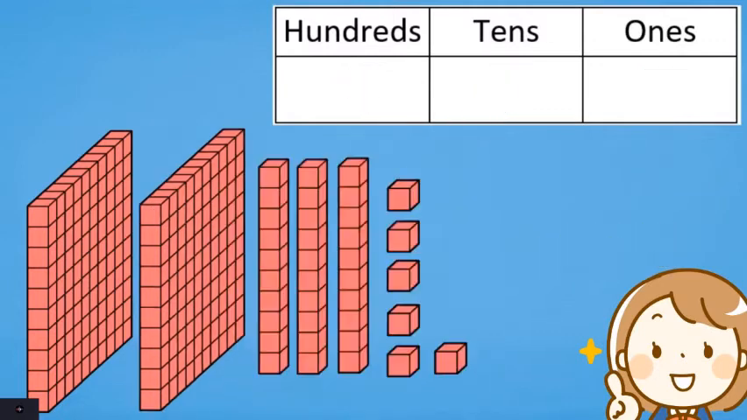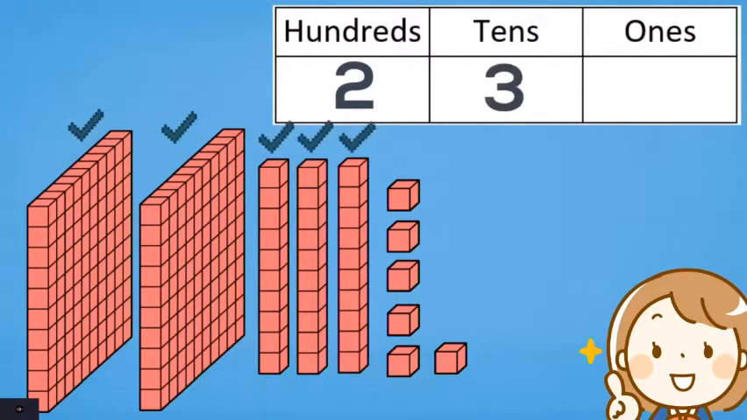What does this model show? How many hundreds? 2 hundreds. Tens, 3 tens. Ones, 6 ones. 236.